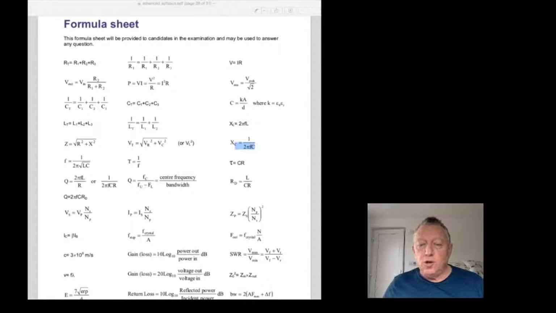So welcome once again to the third part of the slide videos looking at the Texas Instruments TI-30Xa calculator and its application to the RSGB Advanced Certificate Examination. In the first part of the series on this calculator, we focused exclusively on the calculator and its buttons. In the second part, we covered the first part of the formula sheet that you get given in the exam, which you can see here on the screen.